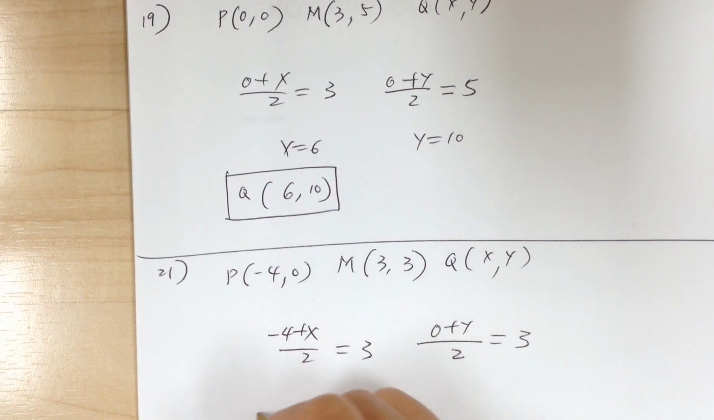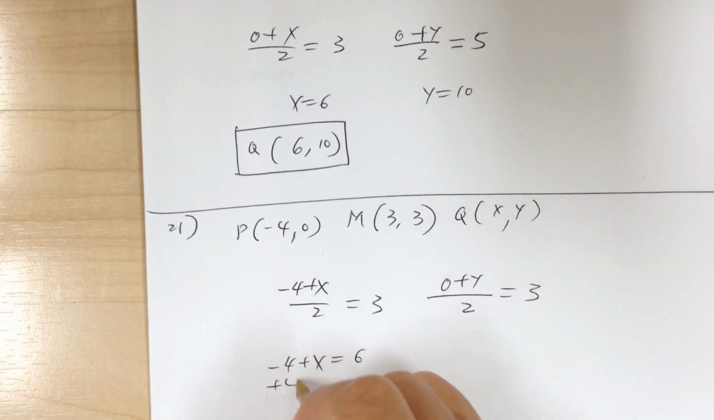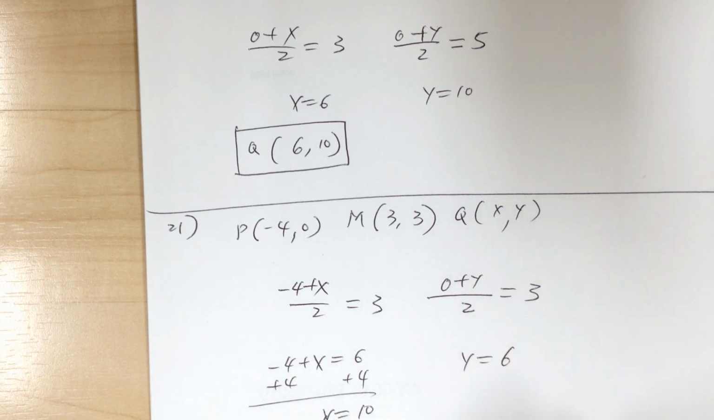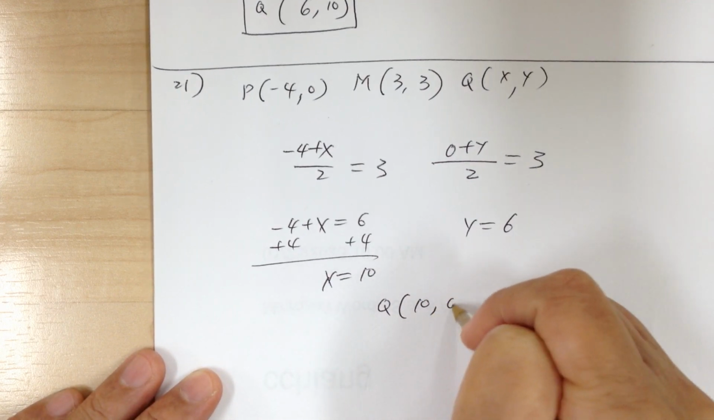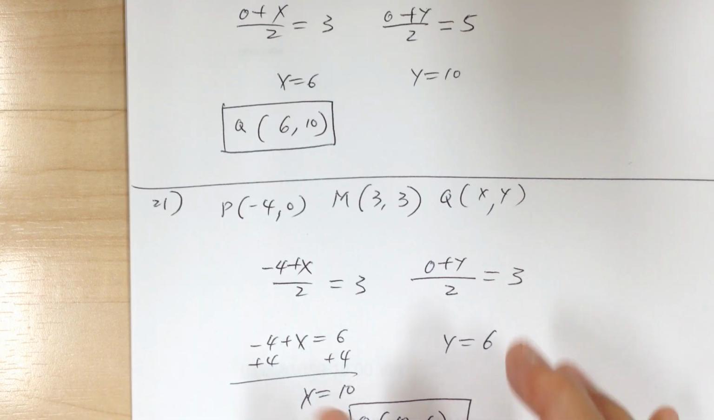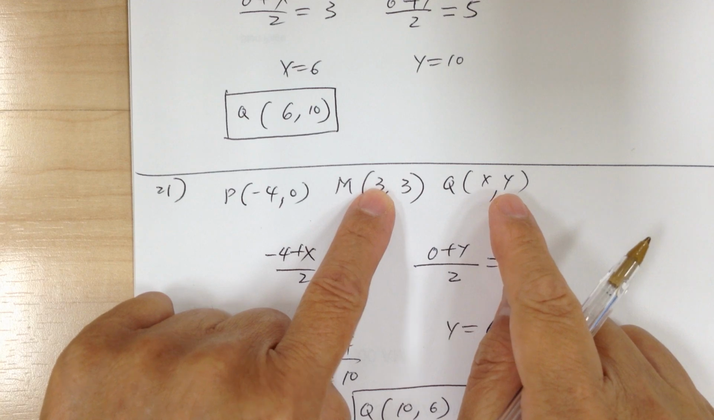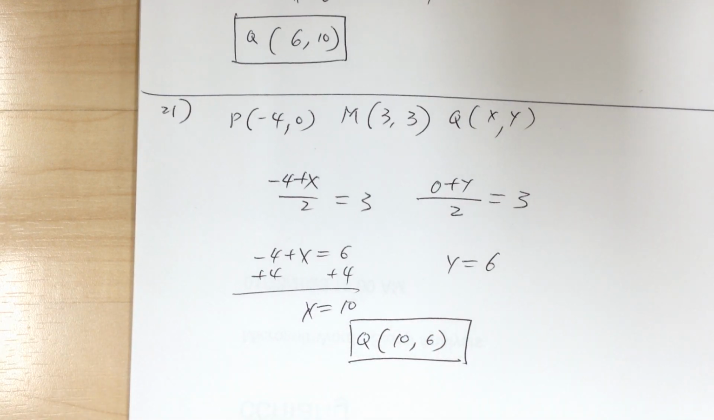So cross multiply, you got negative 4 plus x equal to 6, and you add 4 on each side. So you got x equal to 10. Over here, cross multiply, y equal to 6. So the point Q is going to be at 10, 6. So this, in a way, is a little bit backward. Before, you have 2 points, you average to get the midpoint, but now they give you the midpoint and one point. But you just apply the same formula. Okay, let's go to the next one.